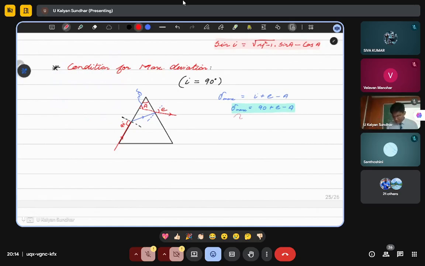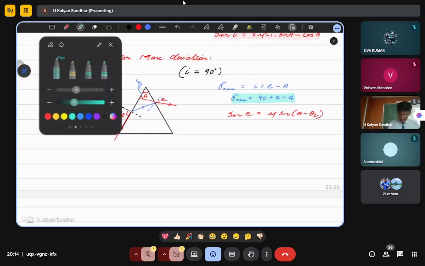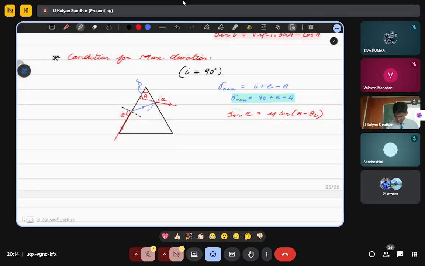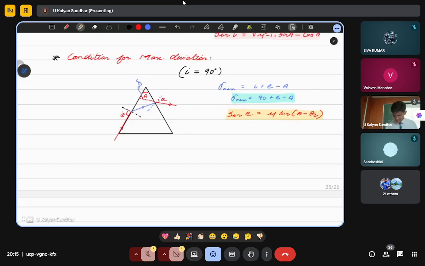And where is your angle of emergence? Sin I by sin R will be equal to mu. With respect to your critical angle, E equals sin inverse of mu sin of A minus theta C. So this will be the angle of emergence, another condition for maximum deviation.